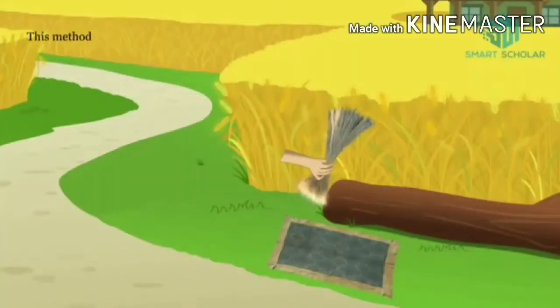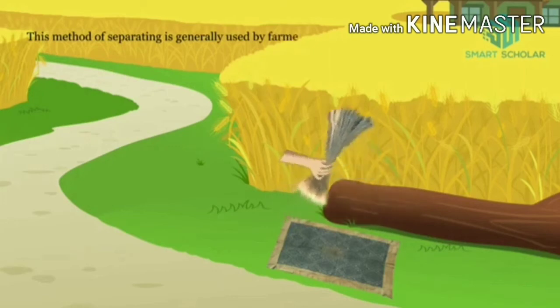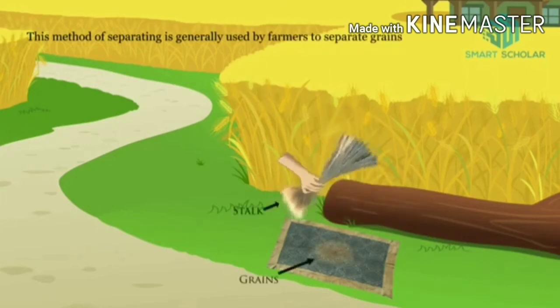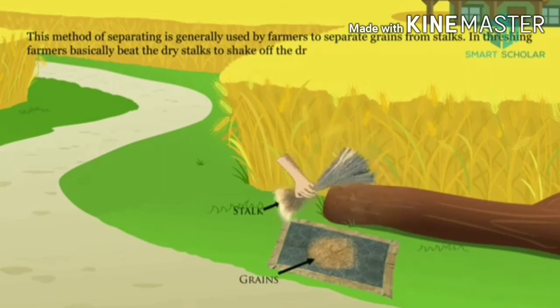Threshing. This method of separating is generally used by farmers to separate grains from stalks. In threshing, farmers basically beat the dry stalks to shake off the dried grains.